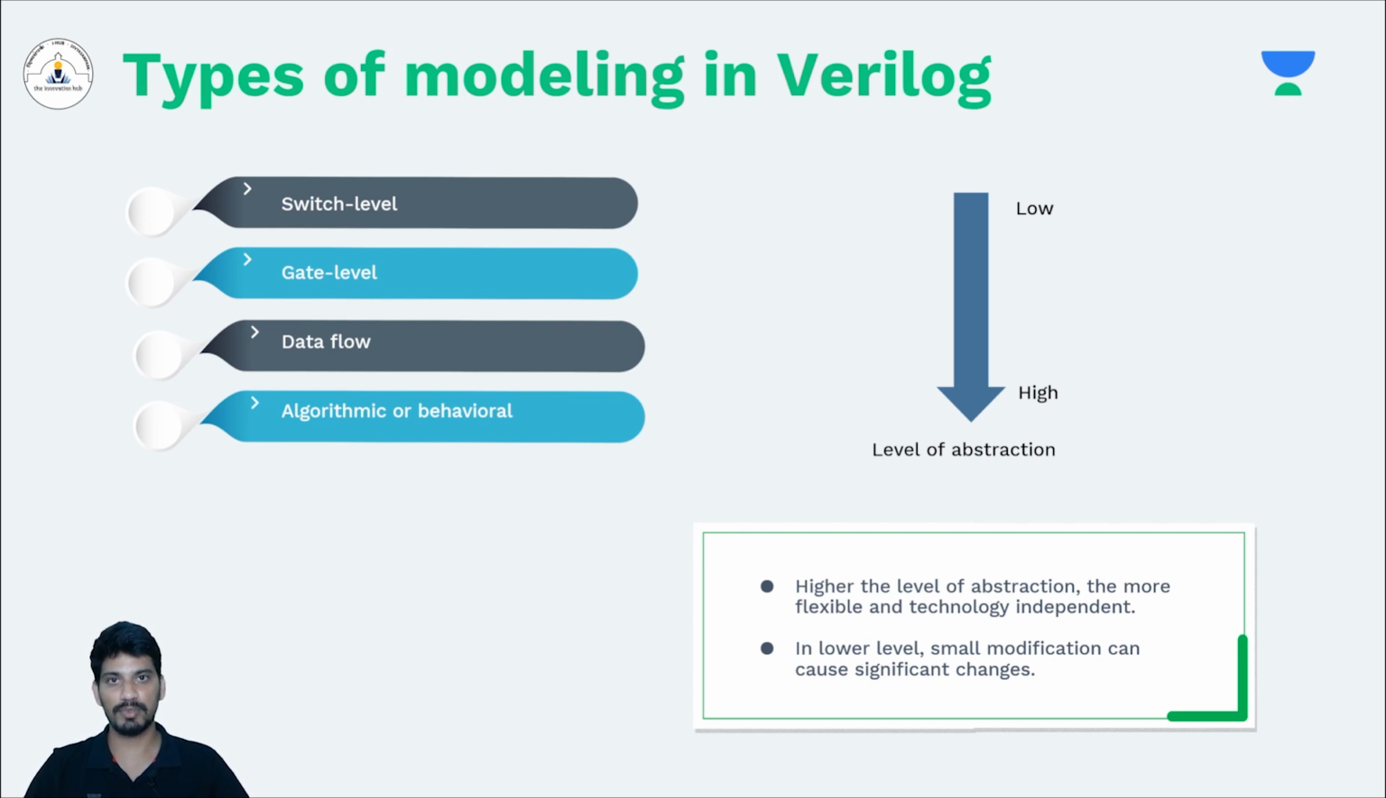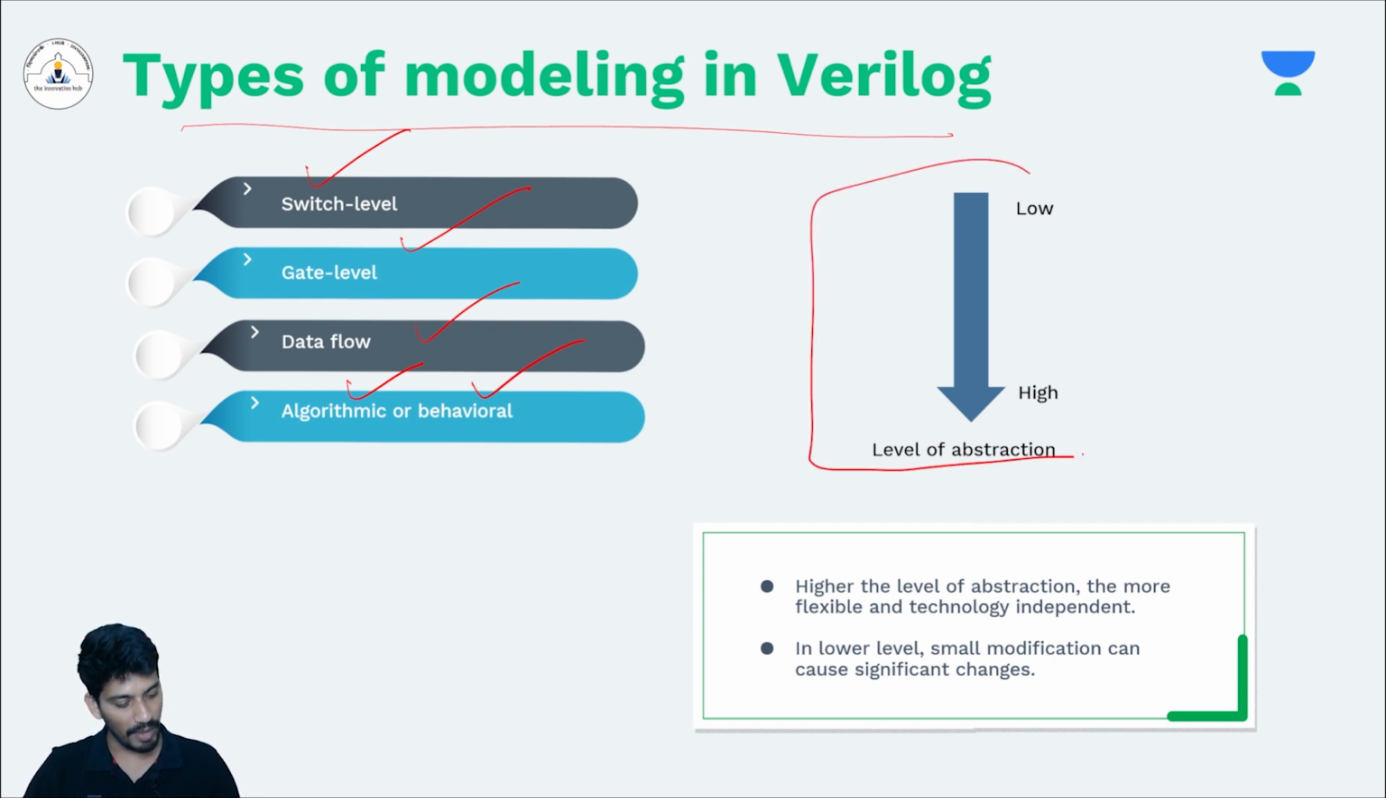What are the different types of modelings that are available in Verilog? Basically, Verilog has 4 levels of modeling or abstractions we can call. One is switch level, second one is gate level, third one is data flow level, and fourth one is either algorithmic or behavioral. So the level of abstraction is like this. The switch level is lowest level and behavioral is highest level.